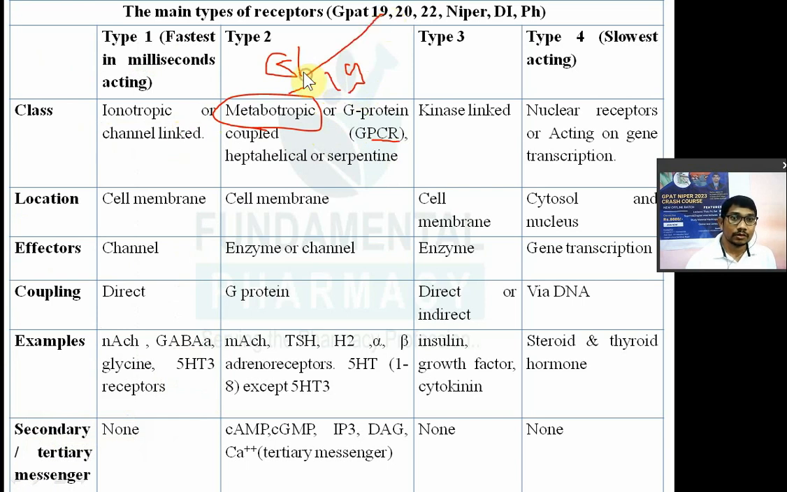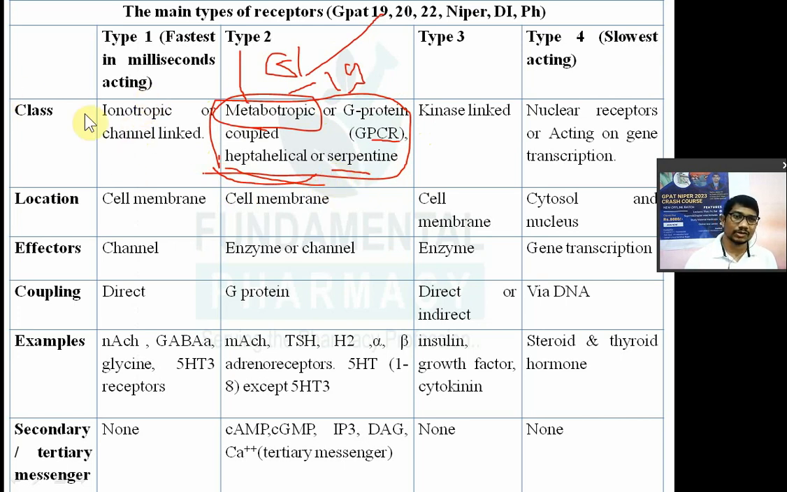यहाँ पे देखो. So G protein coupled receptor, also known as a metabotropic receptor, heptahelical receptor or serpentine receptor. Heptahelical receptor, serpentine receptor, GPCR, metabotropic receptor, type 2 receptor. ये सब क्या है? सिनोनिम से. They are also known as 7 transmembrane protein receptor. ये सब उनका नाम है. 7 transmembrane protein मतलब क्या है? heptahelical और serpentine. So all these are the synonyms.